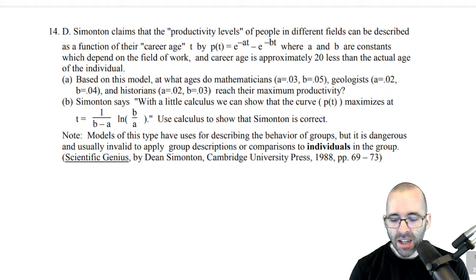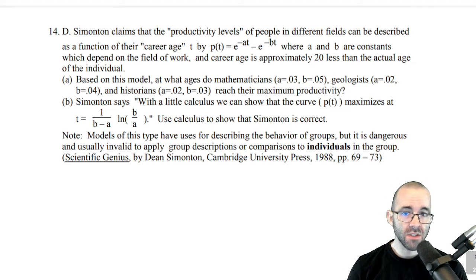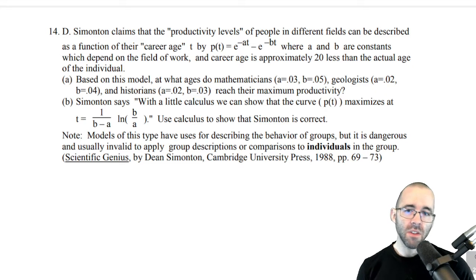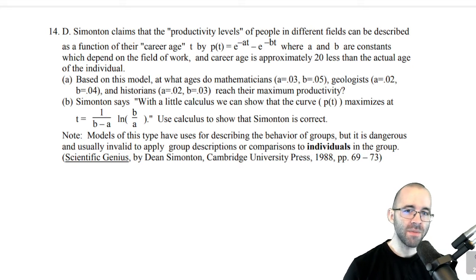Okay. Part A says, based on this model, at what age do mathematicians, which have these constants, geologists with those constants, and historians with those constants reach their maximum productivity? So there's a couple ways of doing this. My gut says, let's try to maximize productivity first and then use the constants afterwards. Because if we just maximize it for any A and B, then we can just plug in at the end.